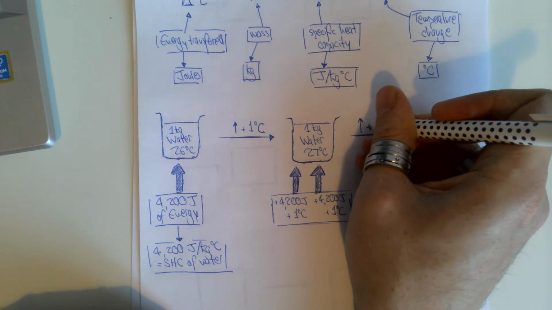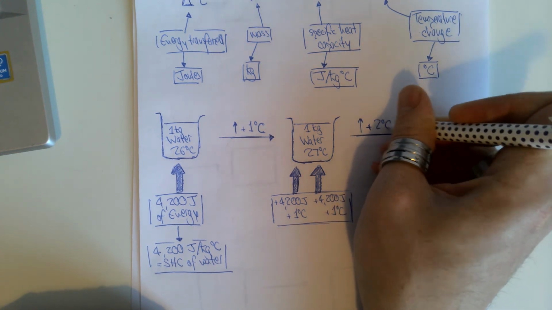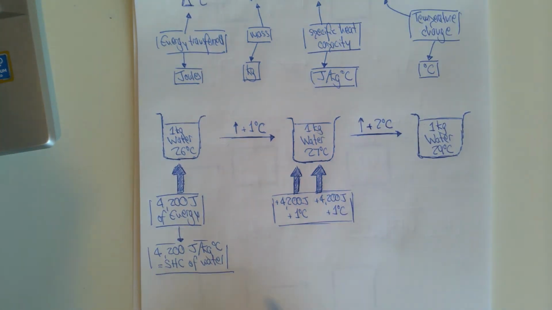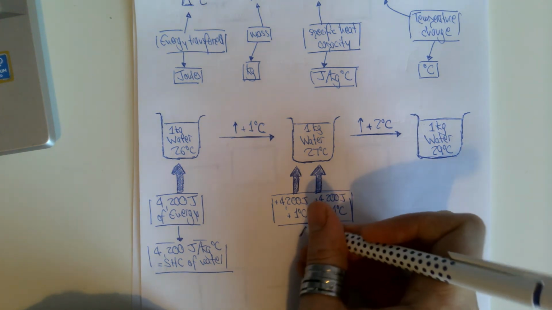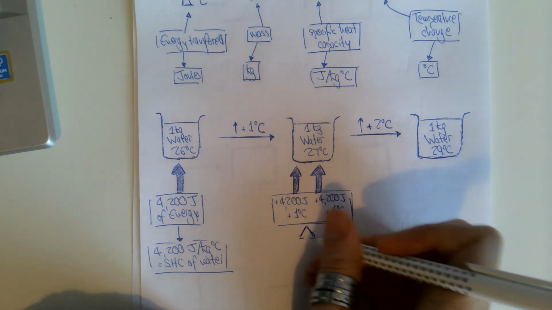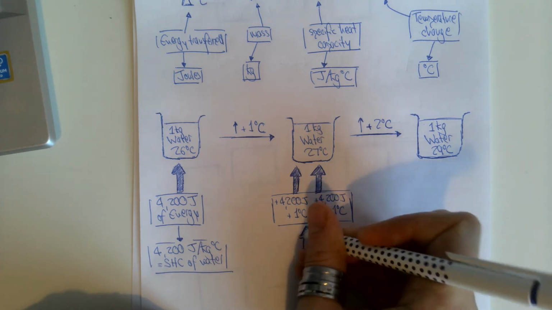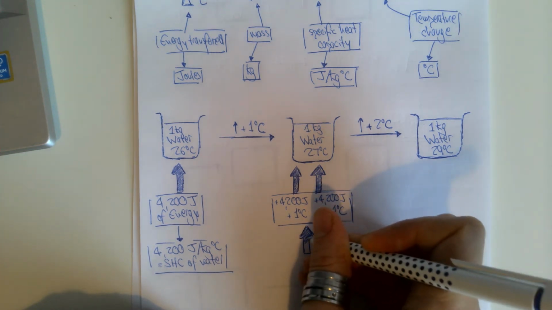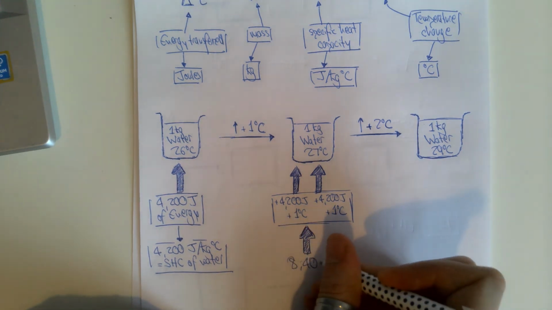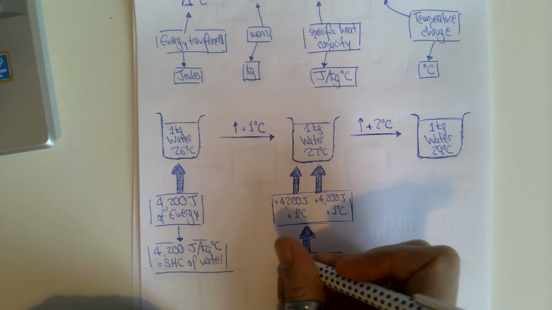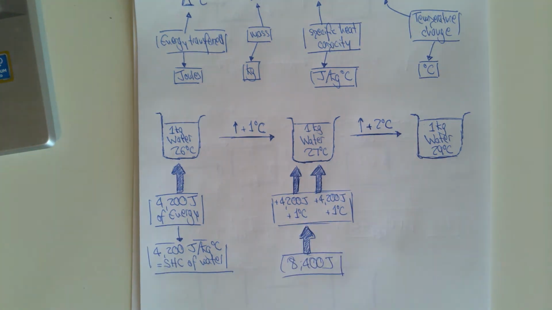And that's because the specific heat capacity of water is 4,200 joules per kilogram degrees Celsius. So if we've got 2 kilos, and 2 degrees that we want to heat it by, we're going to need in total 8,400 joules of energy. So that's what we mean when we're referring to specific heat capacity: the amount of energy needed to heat 1 kilogram of a substance by 1 degree Celsius.